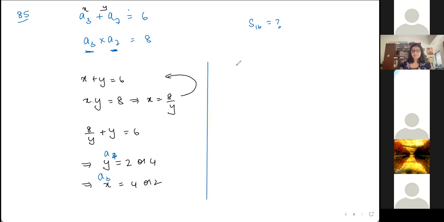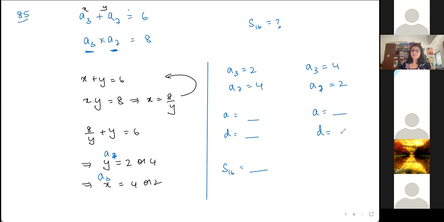So take one case where A3 equal to 2, A7 equal to 4. Take another case where A3 equal to 4, A7 equal to 2. In both cases your A and D will change because one is increasing, one is decreasing. Once you've reached this point, again, it's very similar to the questions you've already done. So from here find A equal to how much, D equal to how much. Then once you have both of these, find S16. Do the same thing for this also: A equal to how much, D equal to how much, and for this also S16.